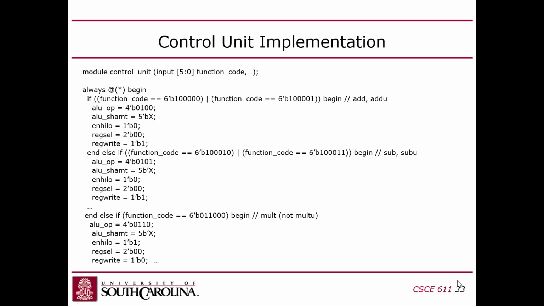Okay, so basically you're just looking at the function code. If the function code is this or that, it's an add or an addu, respectively, in which case I tell the ALU to add, the shamt is a don't care, and the enable high-low is a 0 because it's always a 0 unless I'm doing a multiply. The reg select is a 0 because the only time that's not 0 is a move from high or move from low. And the reg write is 1 because I'm almost always going to write a register. There are a few instructions where I don't want to write a register, but yes. Also, that should be an always_comb. Yes, I mentioned that earlier.